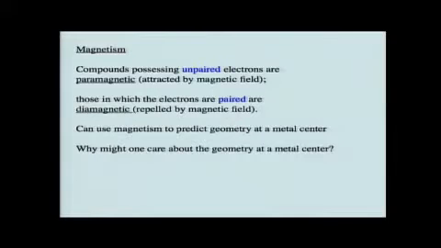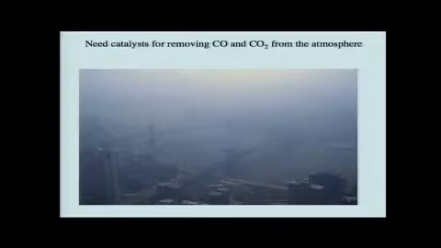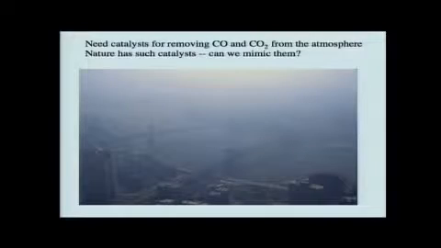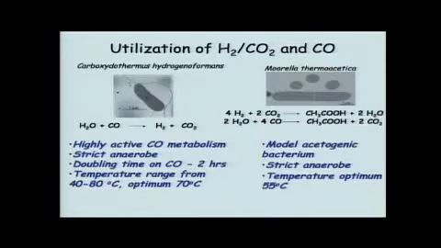Well, people who study proteins that have metal centers care a lot about the geometry of them. Let me just give you one example. We've talked a lot about energy in the course of the semester. We need catalysts for removing carbon monoxide and carbon dioxide from the environment. And nature has some of these. They have metal cofactors in proteins that can do this, and people have been interested in mimicking that chemistry to remove these gases from the environment.